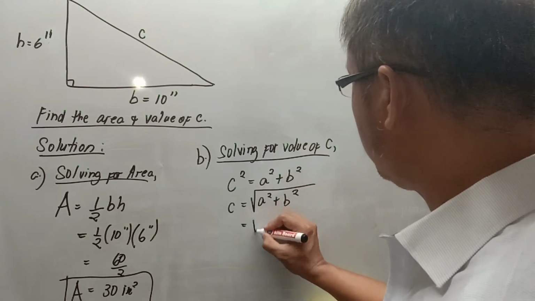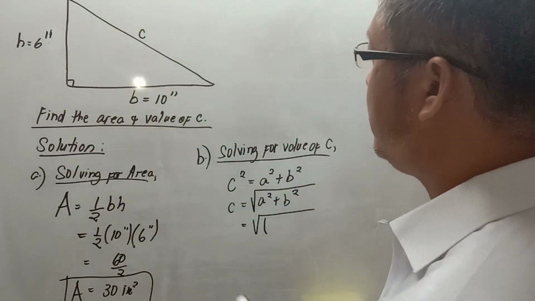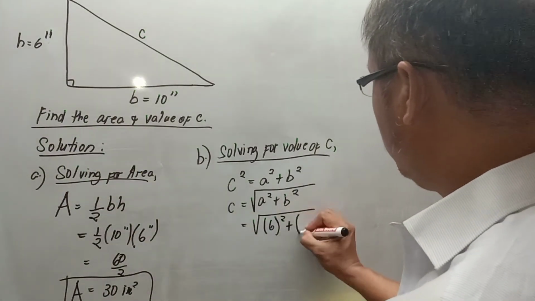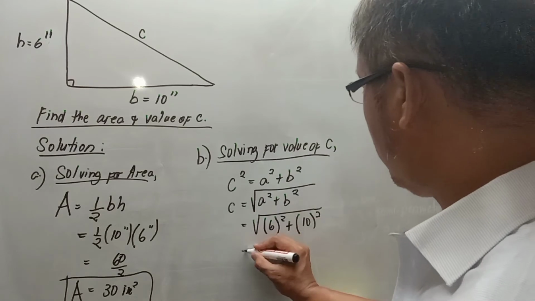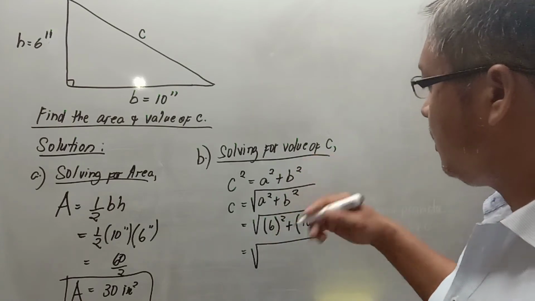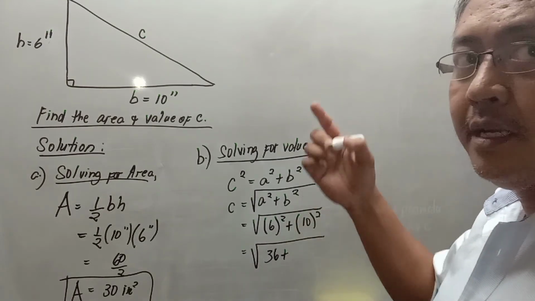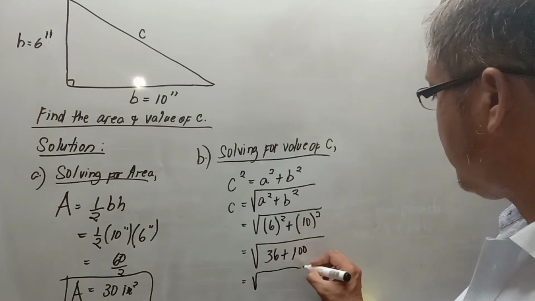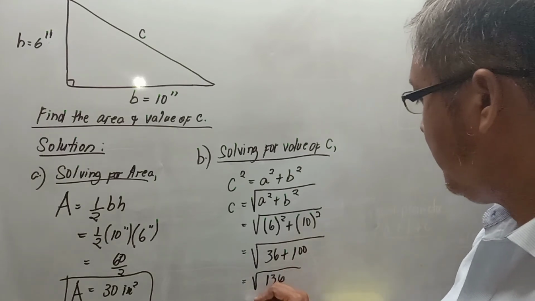So substitute, guys. How much is the value of A? A means this one, the altitude, 6 inches, squared, plus the value of B, which is the base, 10 inches, squared, is equal to the square root of, what is the value, right? 6 squared is equal to 36. Plus this one, guys, 10 squared is 100. So the sum of these two values is 136. So how much is the value of C?